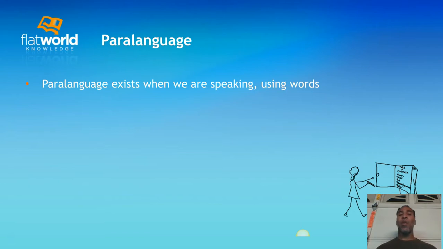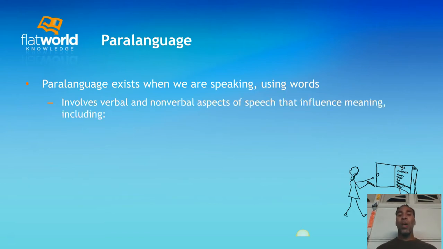Paralanguage exists when we are speaking using words. It involves verbal and nonverbal aspects of speech that influence meaning, including tone, right? So your tone, the way you say things, definitely dictates how people feel about what you said. I'm not ready yet, right? That means you're agitated. Or I'm not ready yet, right? It's a totally different thing when you add a different tone to the same message.